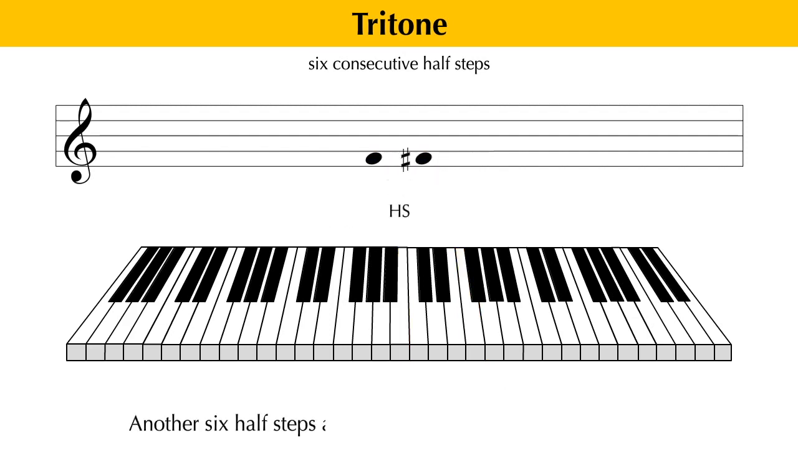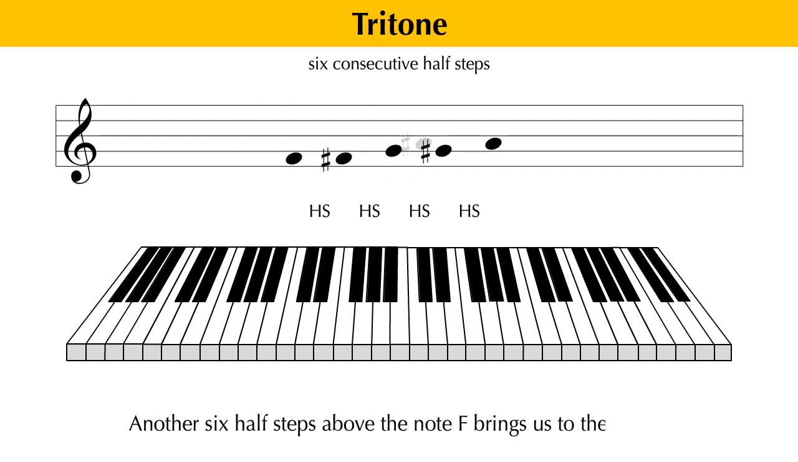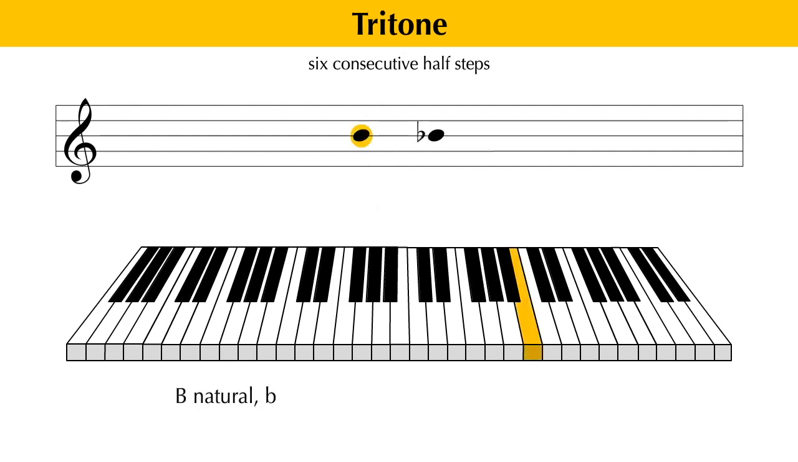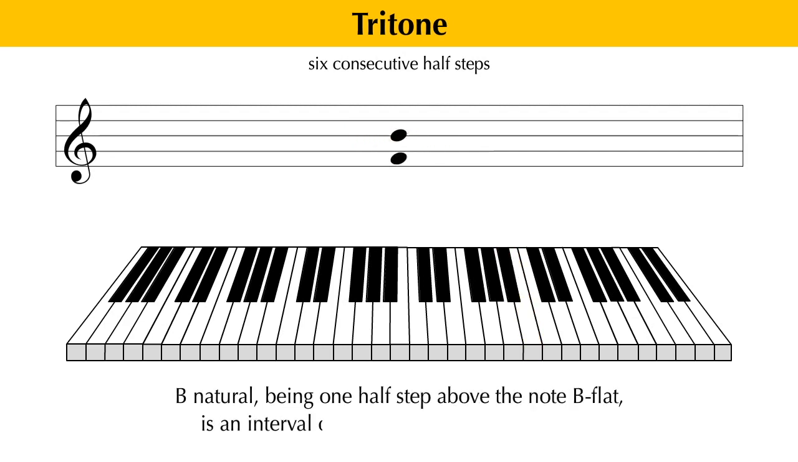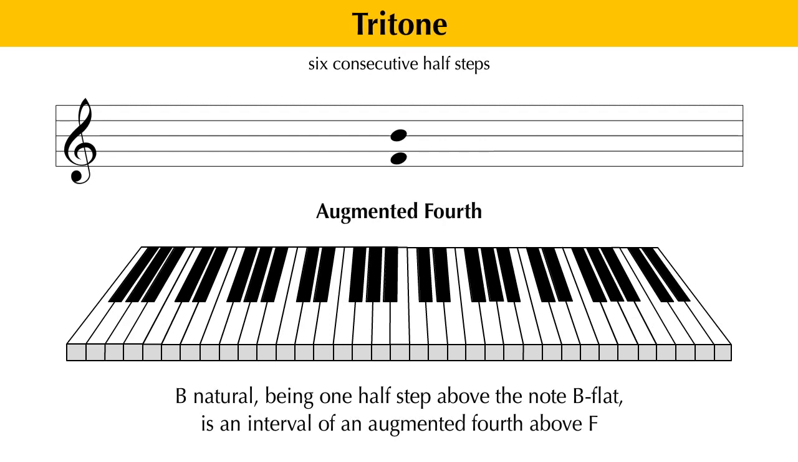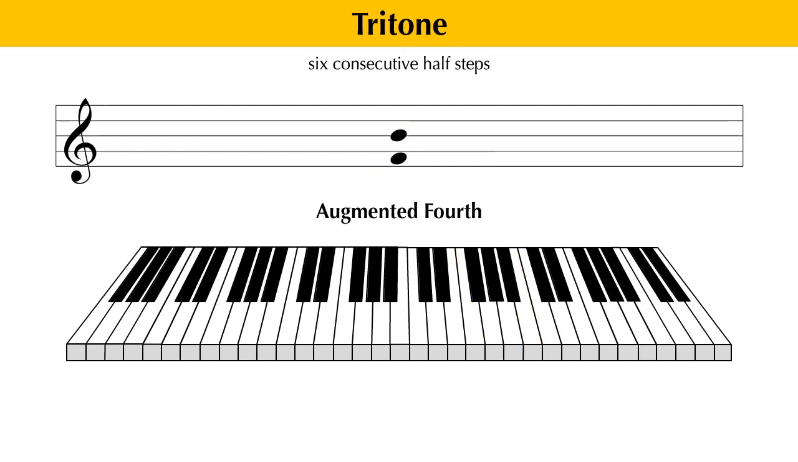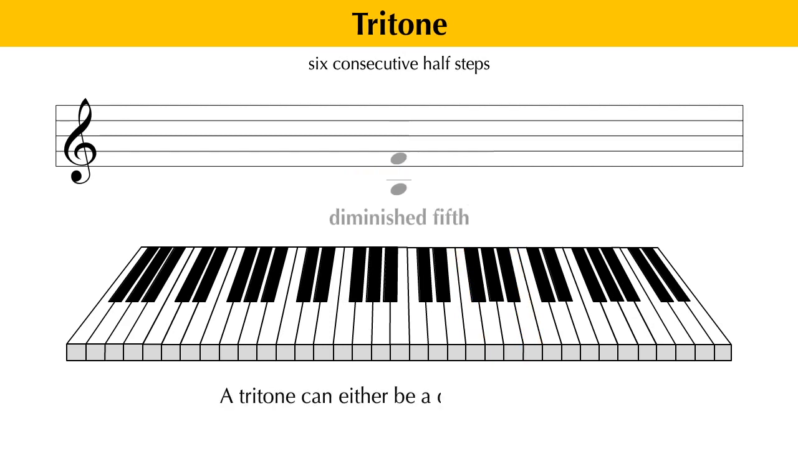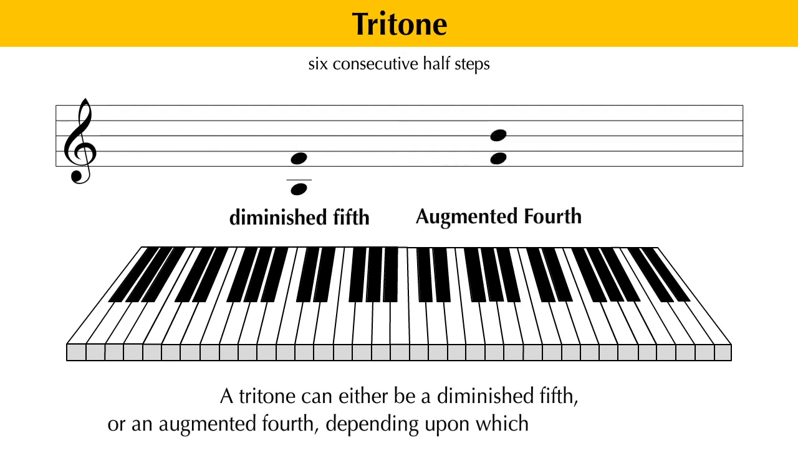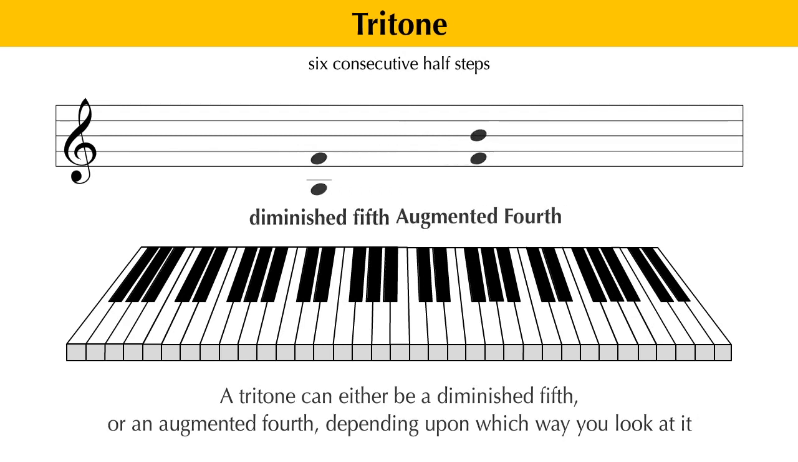Another 6 half steps above the note F brings us to the note B. B natural, being one half step above the note B flat, is an interval of an augmented fourth above F. In other words, a tritone can either be a diminished fifth or an augmented fourth, depending upon which way you look at it.